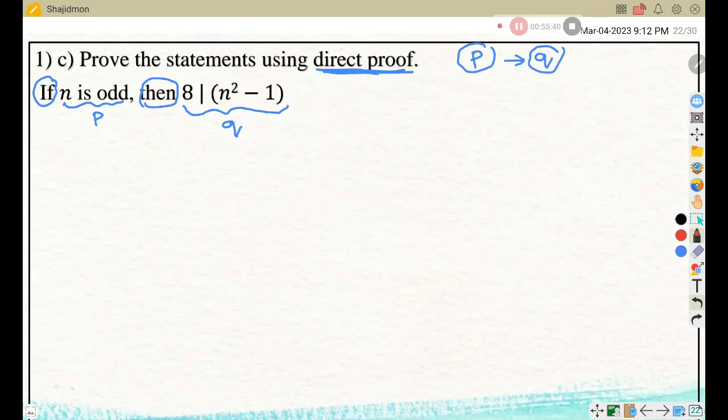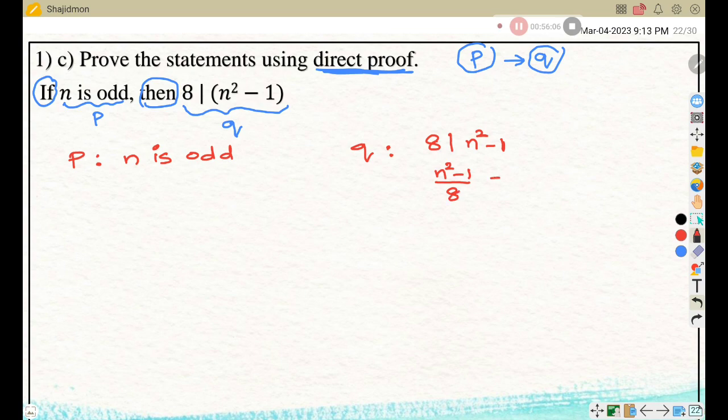Okay, let me come to this question. First write what is the P statement here. P means n is odd. What is the Q statement? 8 divides n square minus 1, correct? When you are doing this one, keep in your mind what is the meaning. As I told you, n square minus 1 divided by 8 should be an integer number. That is the meaning of Q.